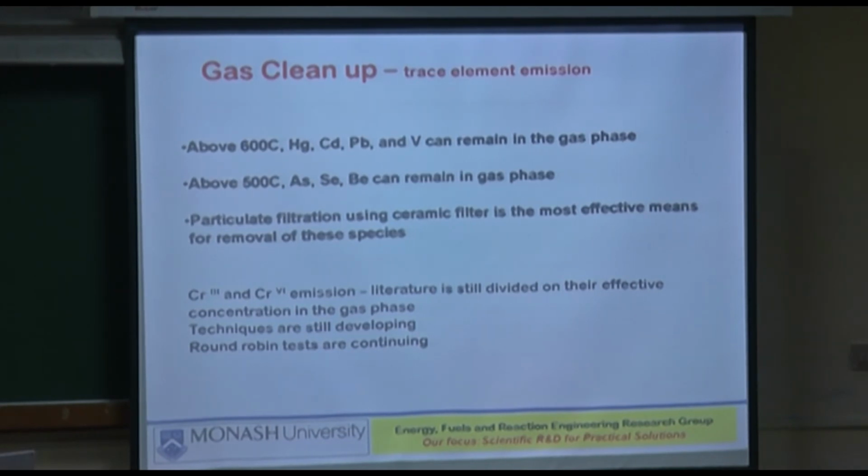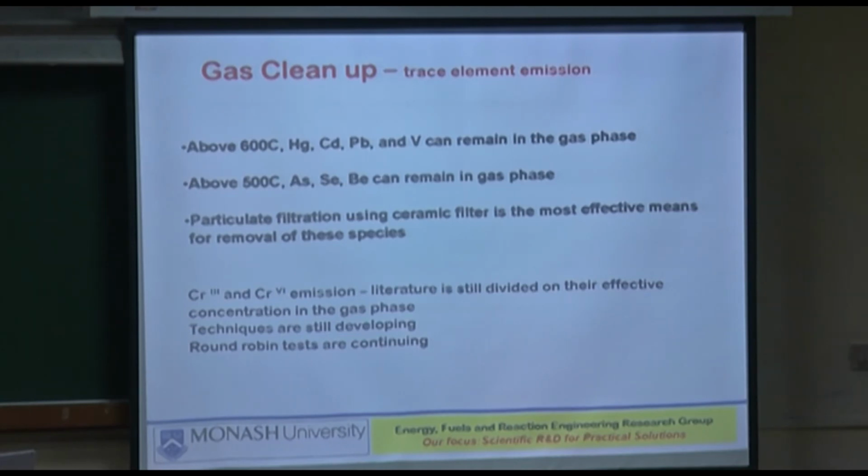So the control of the chromium 6 emission, or suppression of its emission, the literature is still divided, and the techniques therefore are still developing. Even though you can measure them, how to control them is still unknown. So last time, about 4 or 5 years ago, when I really had interest, I saw that different universities were doing what is called the round robin tests.